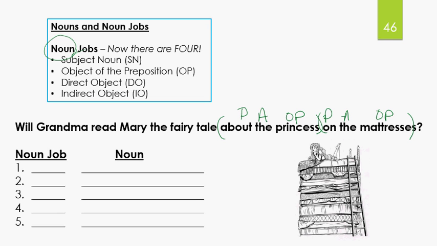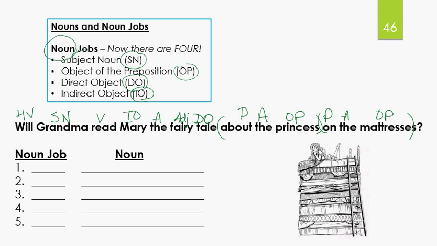All right. Grandma, who will read Mary the fairy tale? Grandma, subject noun. What is being said about Grandma? Grandma will read. Helping verb. Read what? Read a tale. Direct object. What kind of tale? A fairy tale. And to whom will this be read? Mary, indirect object. So if you see any of the words in the sentence labeled with these 4 jobs, that's going to be something you want to put in your chart.